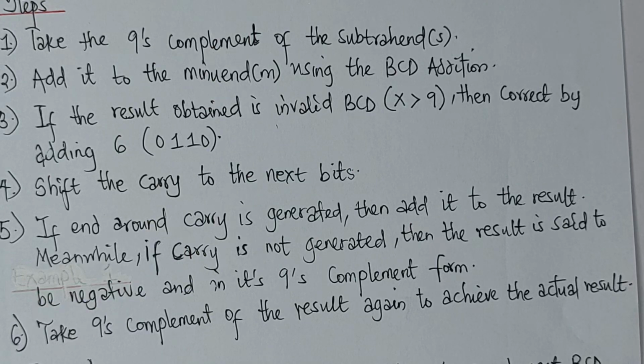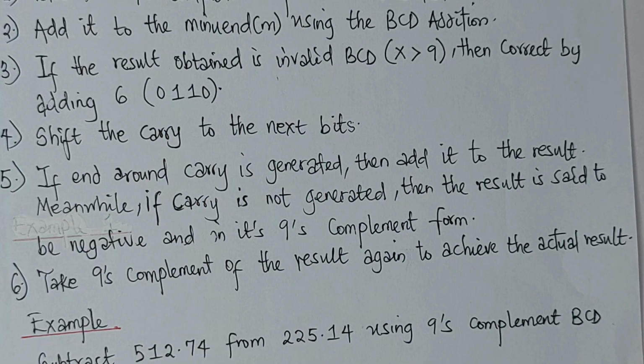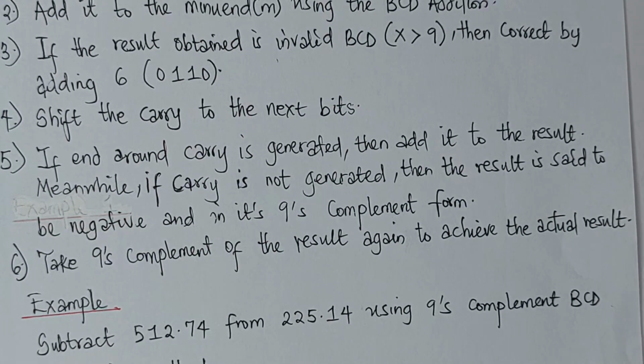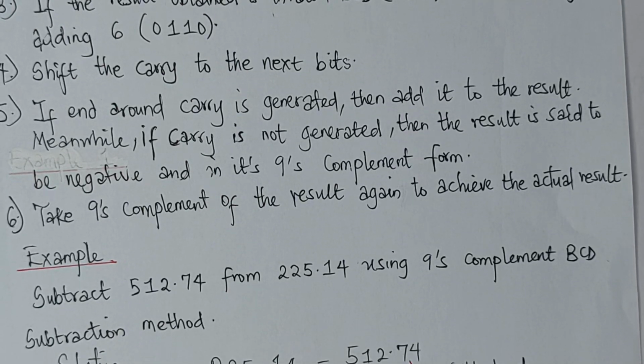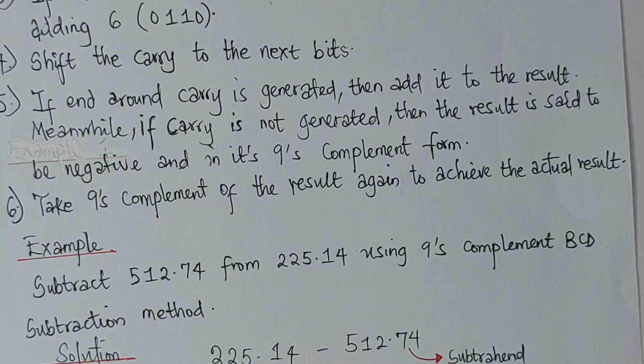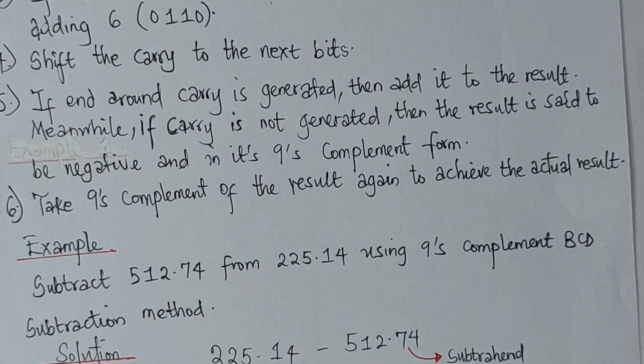So let's start with an example and put in the steps I've mentioned. Let's look at this example. We are asked to subtract 512.74 from 225.14 using the 9's complement BCD subtraction method. Now, how do we proceed with this?